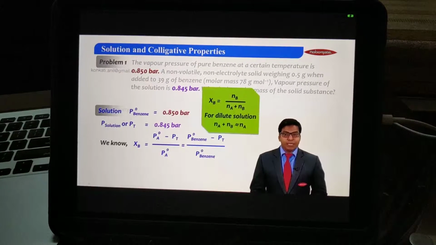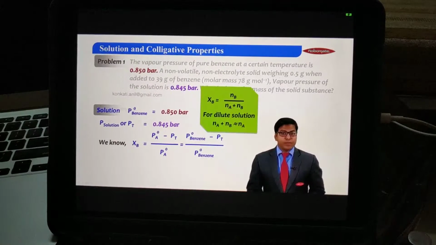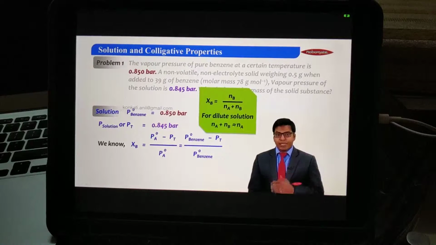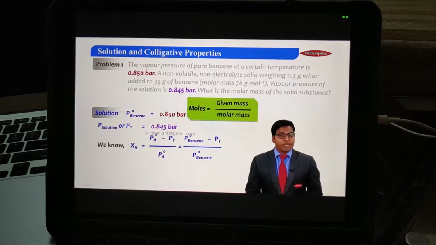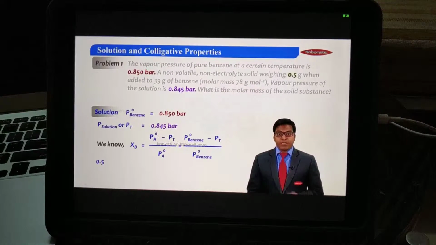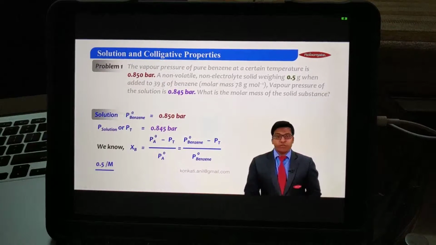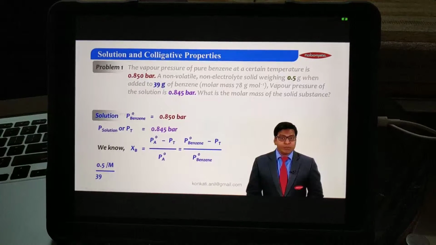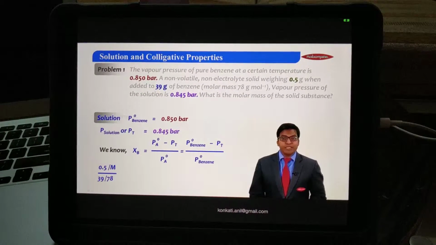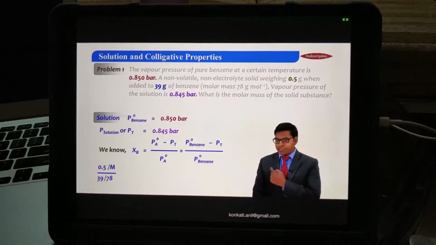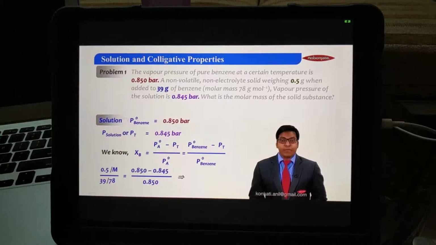We know XB, the mole fraction, can also be written in terms of number of moles, which is NB by (NA plus NB). For dilute solutions, NA plus NB is almost the same as NA, so I can ignore NB, the number of moles of solute. Moles are given by mass per molar mass, so I write 0.5 grams, the weight of the solute, divided by the molecular weight of the solute, divided by the number of moles of solvent, because I have ignored the moles of solute in the denominator. The moles of solvent are 39 grams of benzene by the molar mass of benzene, 78. This has been approximated, and it will be equal to the given values: (0.850 minus 0.845) by 0.850.